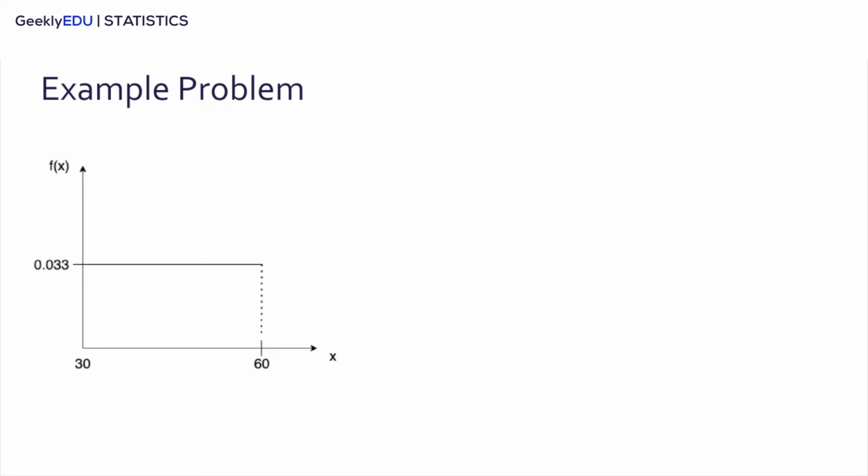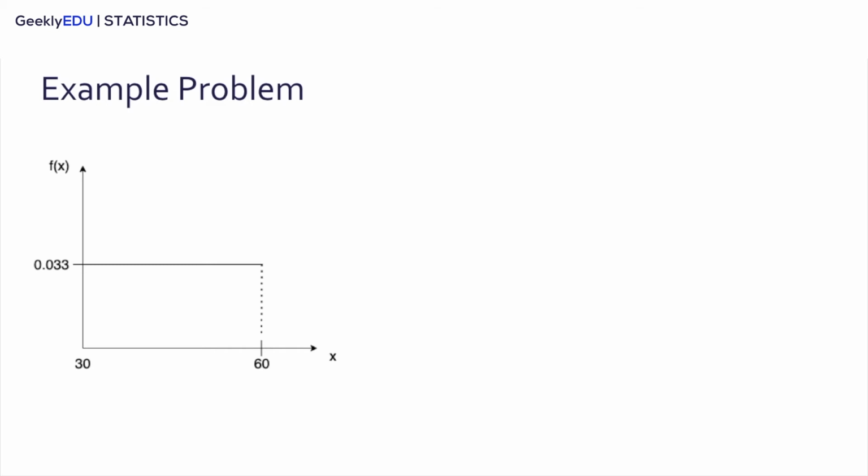First, we graph our plot for the uniform distribution here, and we have 30 minutes at the origin and 60 minutes as our cutoff point. And that leaves us with the probability of 1 over 60 minus 30, which is 0.033.